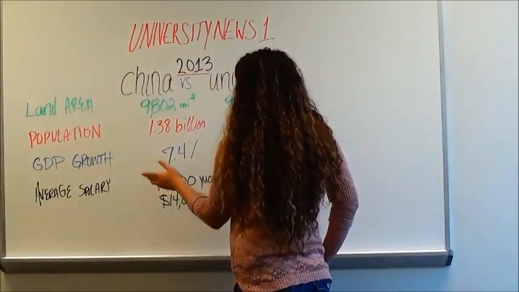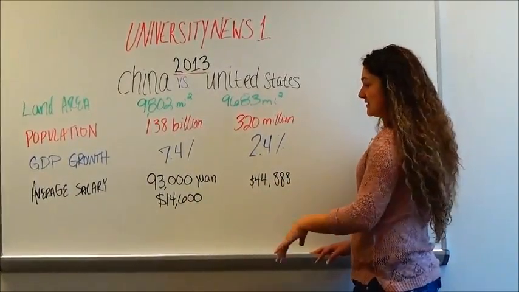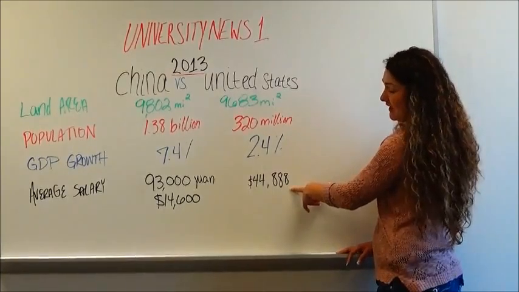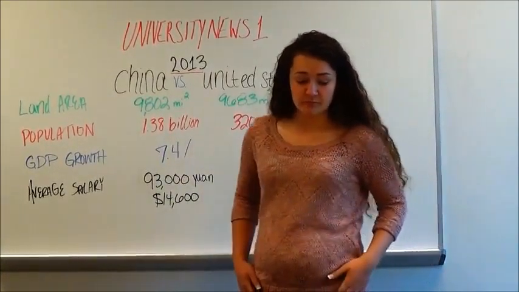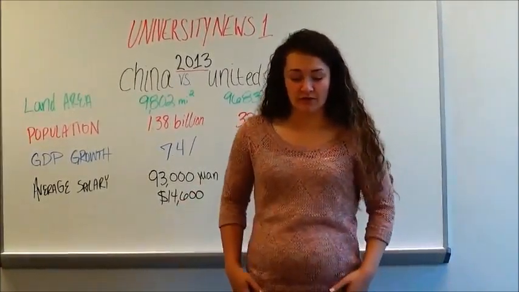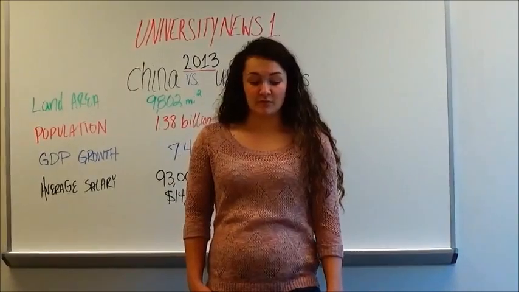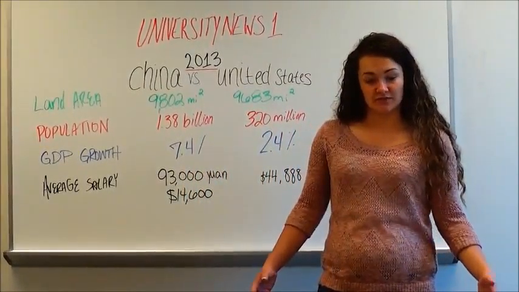The average salary for a Chinese worker, 93,000 yuan, the equivalent of $14,600, where the United States has $44,888 for the average worker. While these numbers seem unbalanced, when we look at the purchasing power parity, or PPP, the numbers become even more unbalanced. PPP is a way to account for national differences in the cost of living.